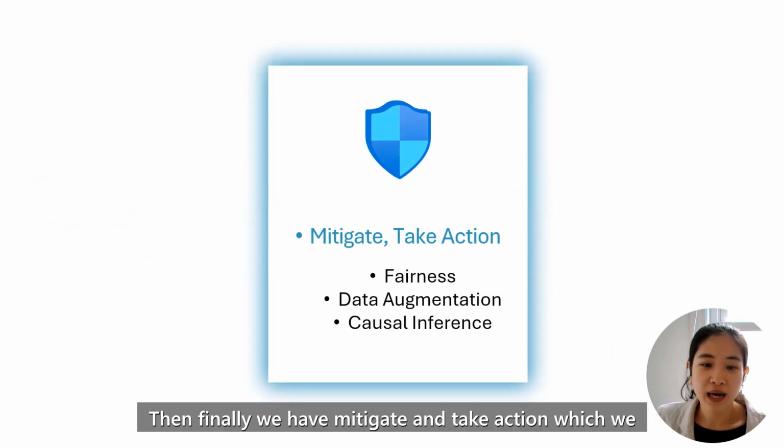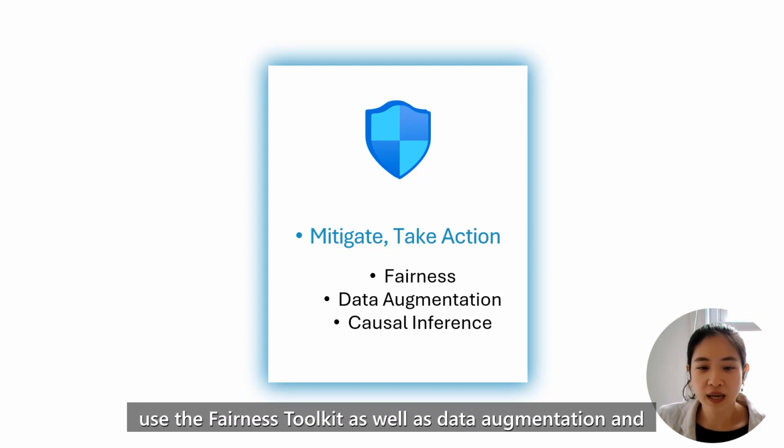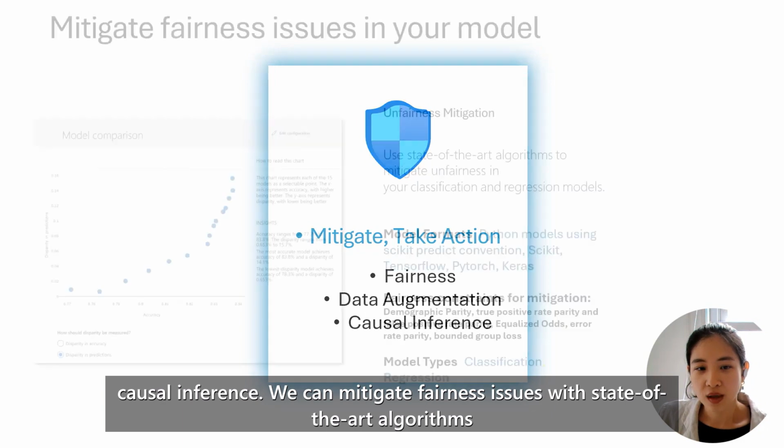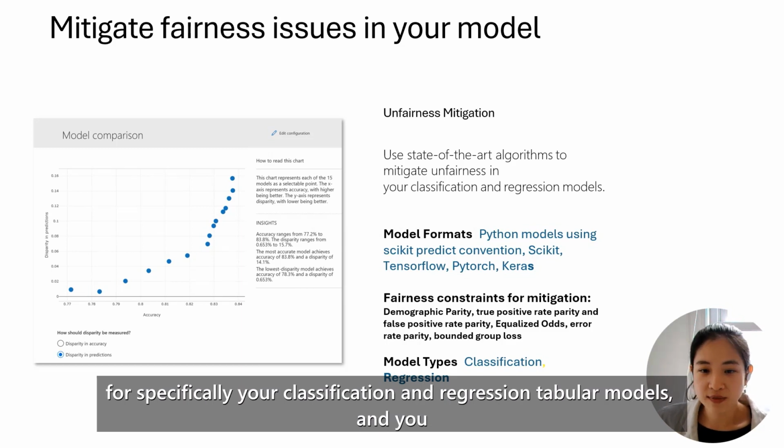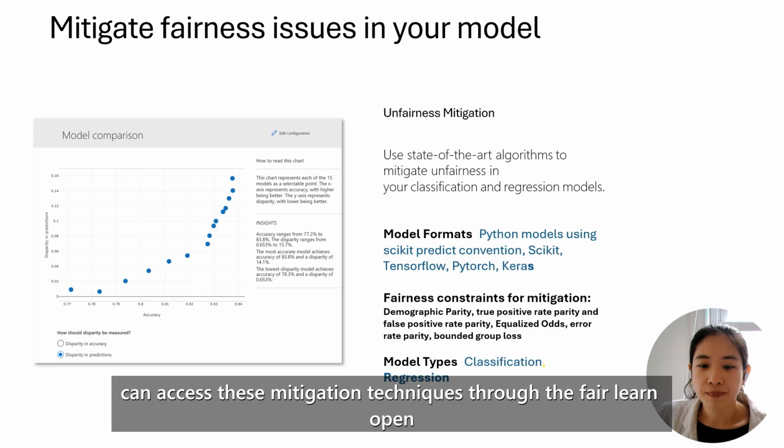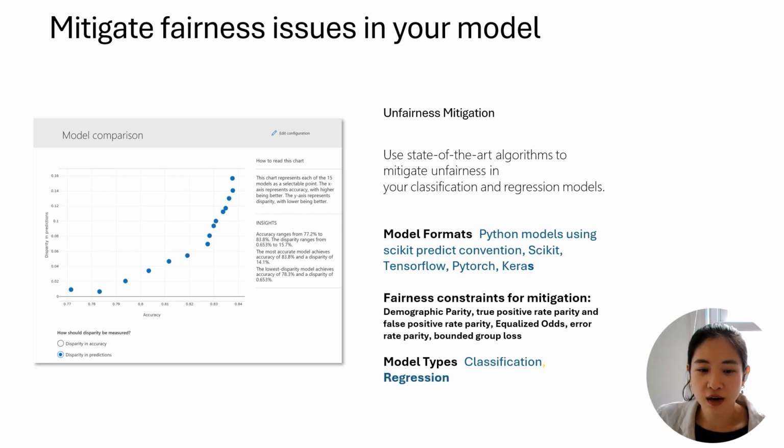Then finally, we have mitigate and take action, which we use the fairness toolkit as well as data augmentation and causal inference. You can mitigate fairness issues with state-of-the-art algorithms for specifically your classification and regression tabular models. And you can access these mitigation techniques through the FairLearn open source data package.